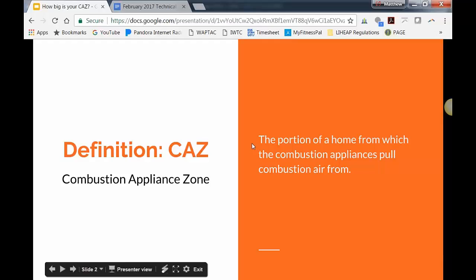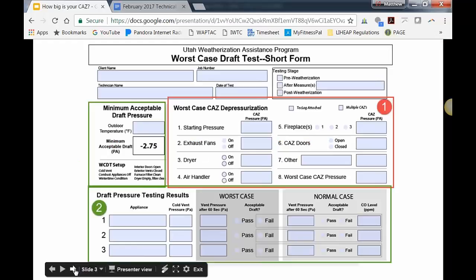So for the purpose of this discussion, let's say that this is the definition of a CAZ. CAZ stands for Combustion Appliance Zone, and the definition would be the portion of a home from which the combustion appliance or appliances pull combustion air from. So it's going to be that zone that the combustion appliance or appliances are drawing all of their combustion air from. If you have a different definition of that, as long as you understand these concepts, we'll probably be okay. But for today's discussion, that's the definition.